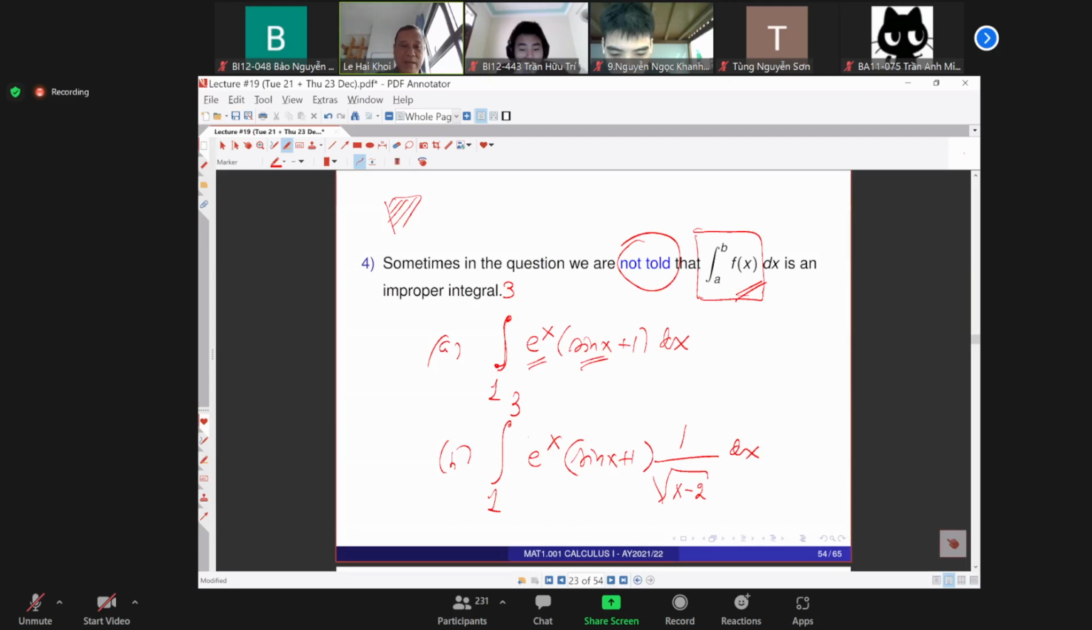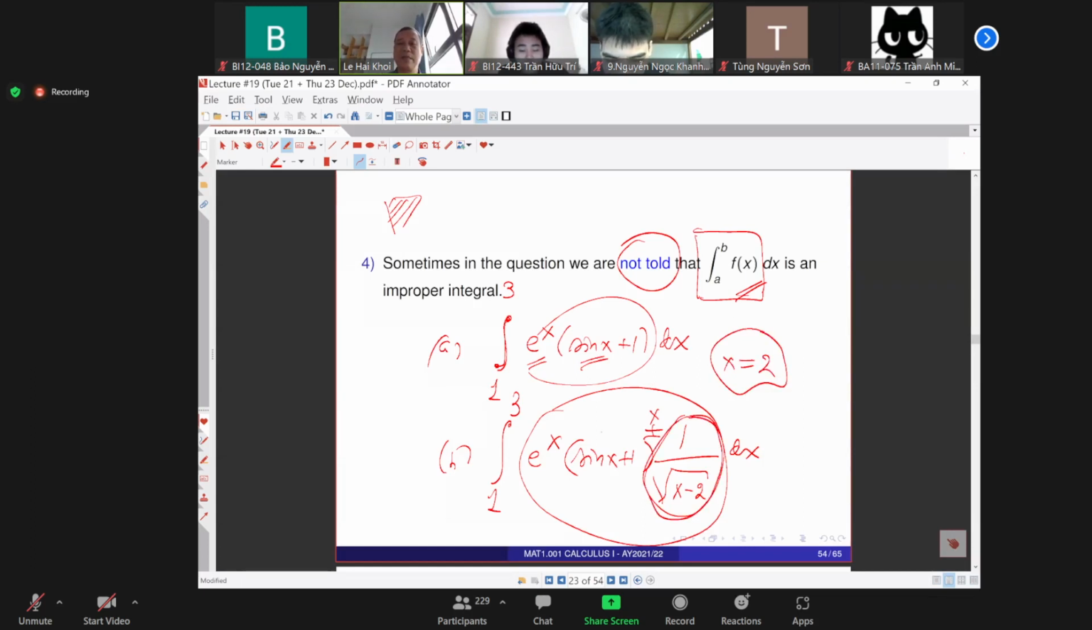Look at that. Yes, almost the same. Only this factor is different, plus or minus, or product. But the problem is at point x equal to 2. This function has a vertical asymptote. Then these two are different.